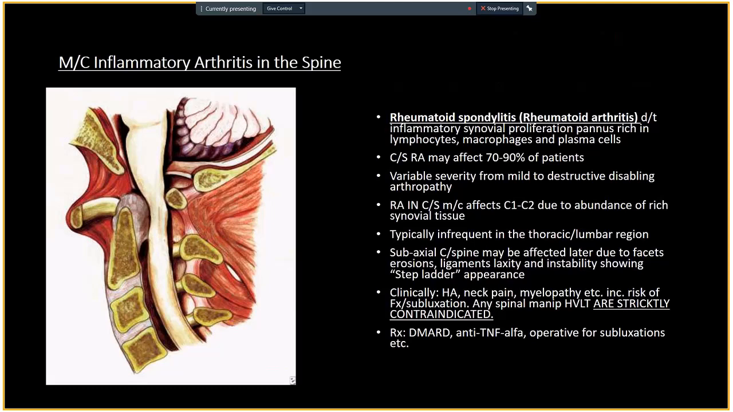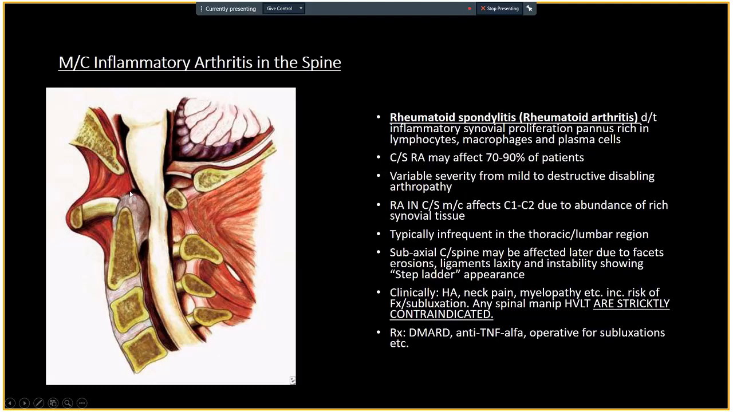In fact, close to 75 or even 80% or even more, depending on the source, between 70 and 90% of patients with rheumatoid arthritis will also have some changes affecting their spine. So cervical spine is the most common site, and especially the area of C1 and C2. So basically we know that rheumatoid arthritis is an inflammatory disease affecting synovial tissue. So between C1 and C2 you have multiple synovial sites, synovial membrane.